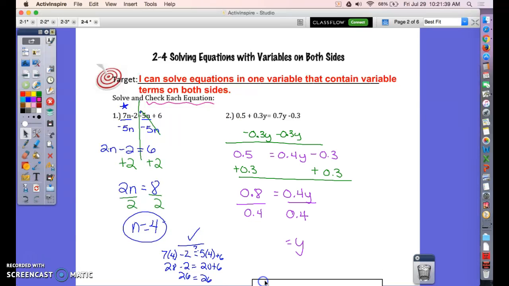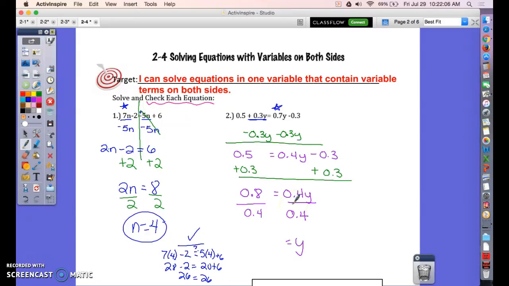So here's my work for number 2. Clearly I have more variables on this side. 0.7 is a larger decimal than 0.3. So in order to combine that, I do the opposite of this plus 0.3y. I subtract it from both sides, and then I add 0.3 to both sides to get rid of the subtraction, and then I divide by 0.4 to get y by itself.